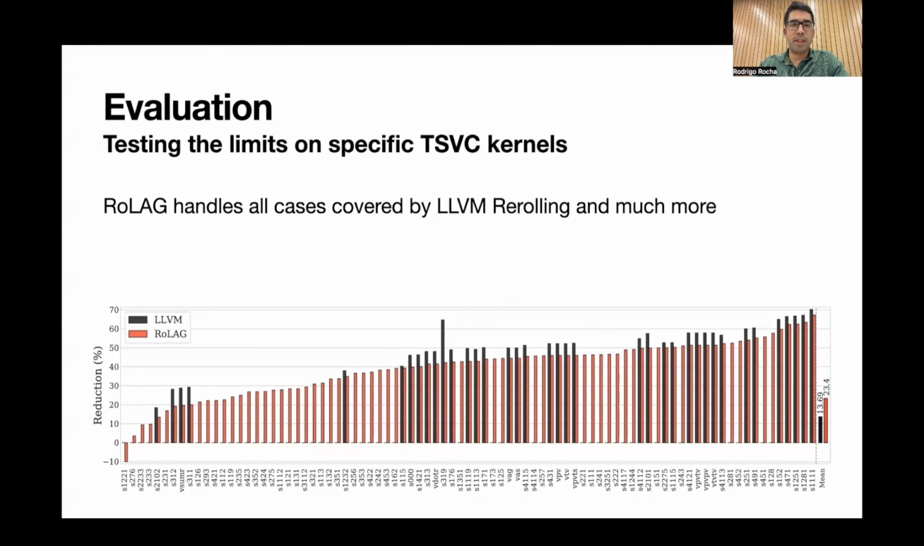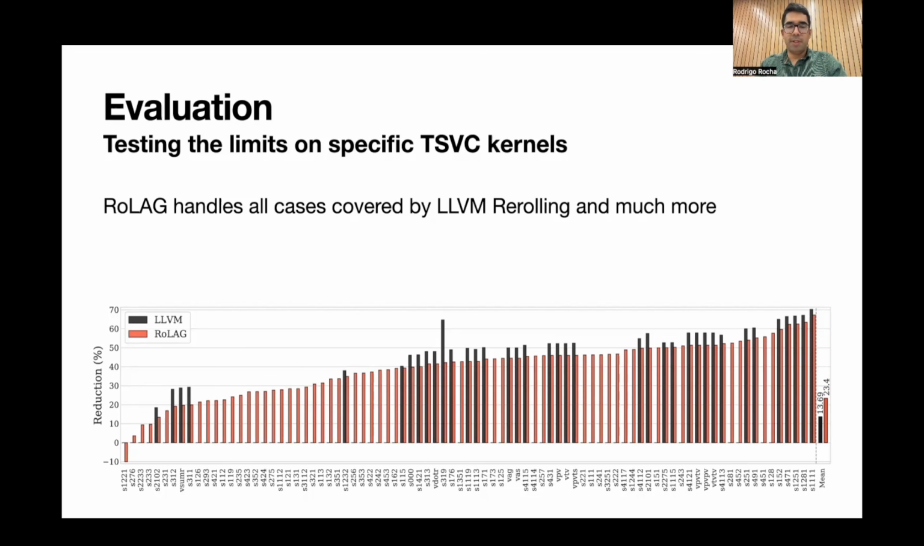Finally, we evaluate our technique on the TSVC benchmark, which contains several kernels of specific loops. This is ideal for the LLVM loop re-rolling technique because you can partially unroll these loops by hand and just stress these two techniques to see where they fail and where they can successfully reroll the partially unrolled loop. And in this case, the LLVM technique is able to achieve positive gains in several of these kernels. But our technique is able to cover all these cases and many others.